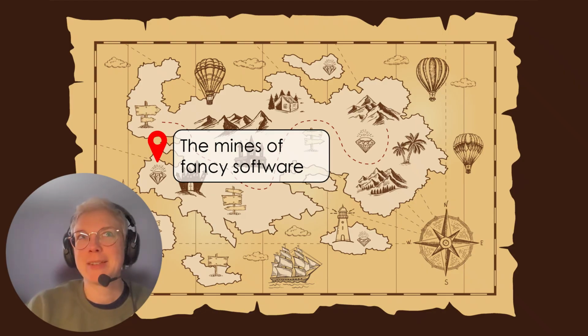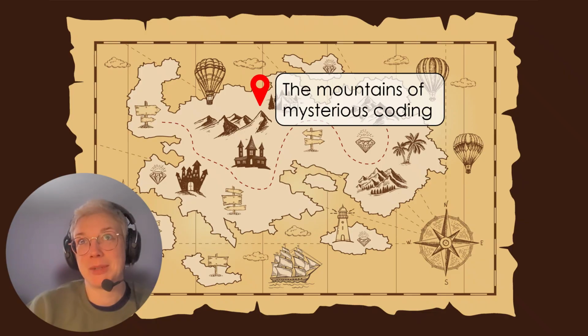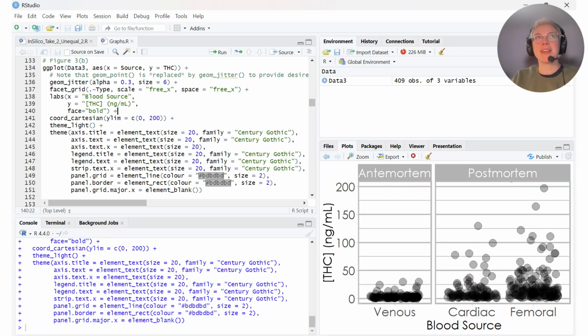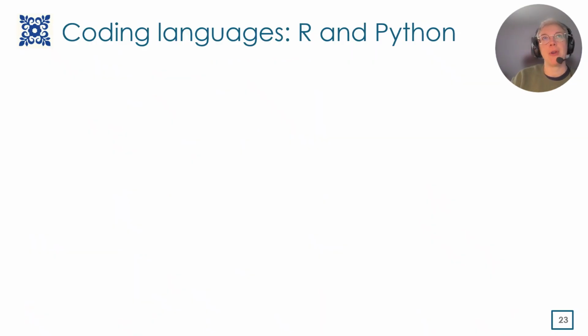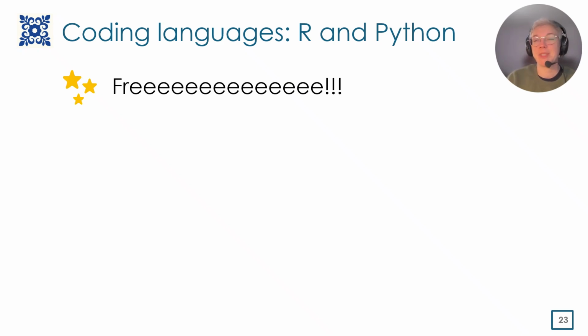Okay, we leave the minds of fancy software and we go to the mountains of mysterious coding. And here is an interface for RStudio. But yeah, you have different coding languages. I'm going to talk here specifically about R and Python because these are often used in science. What's great with them? They're free. Free. And yeah, again, if you're a public lab, not a lot of money, this is going to be awesome for you.